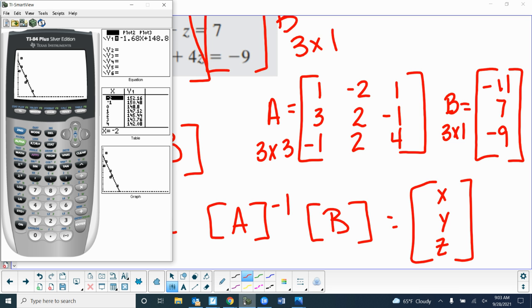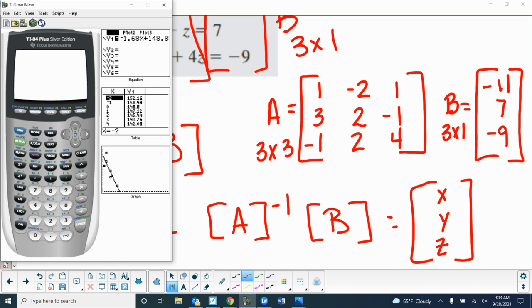So to get out of this stuff, hit second mode, which means quit, and then just hit clear, and you got a clear screen. If you look under math, that's called the inverse button. That button, right above it, it says matrix.